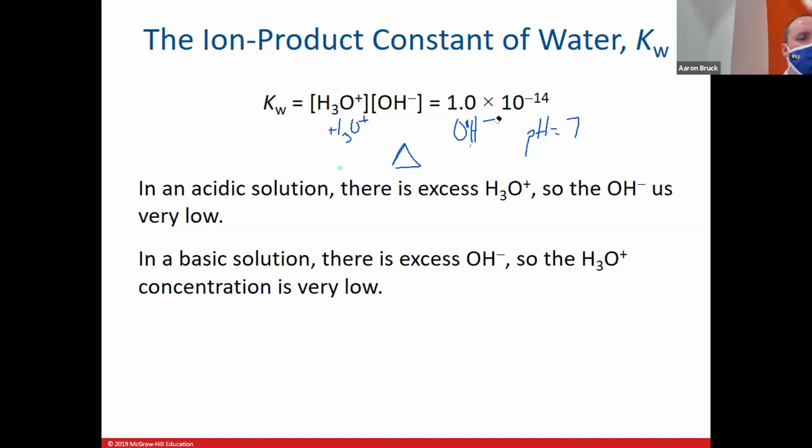If the scales tip in favor of the hydronium, where we've got large quantities of hydronium and lower quantities of hydroxide, we will see that the pHs end up being less than 7. We call that solution acidic.